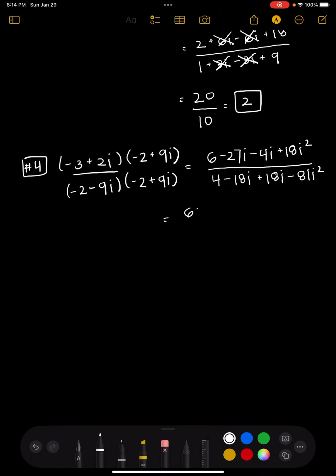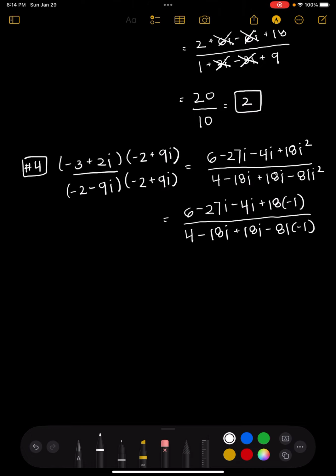Okay, now we are going to get rid of the i squares by changing them to -1s. So on top we have 6 minus 27i minus 4i plus 18 times -1 instead of the i squared. And then on bottom we have 4 minus 18i plus 18i minus 81 times -1 instead of the i squared. Now we're going to simplify even further, so the top turns into 6 minus 27i minus 4i minus 18, because 18 times -1 is a -18. And then the bottom turns into 4 minus 18i plus 18i plus 81, because -81 times -1 gives me a +81.